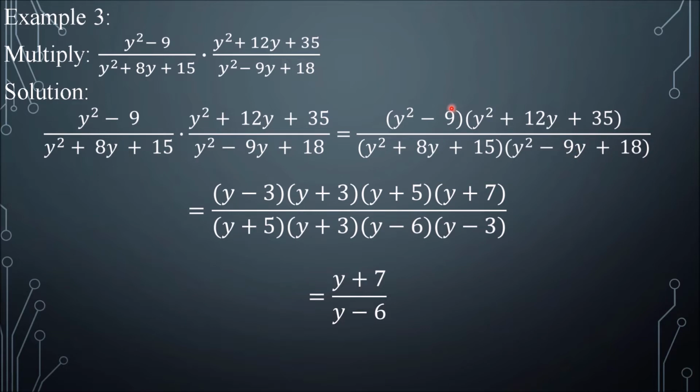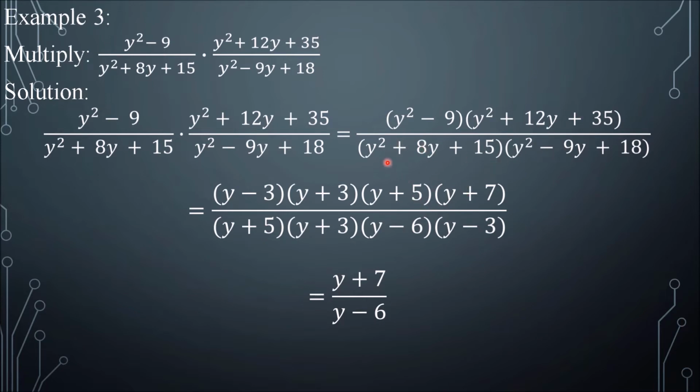Next, this one is factorable, so we have y minus 3 times y plus 3. So this is a difference of 2 squares, y squared and 3 squared. 9 is 3 squared. So this is the factored form, y minus 3 times y plus 3. Next, this is a general trinomial which can be factored. Factor of y squared is y times y. Factors of 35, we have 5 and 7. Now, in order to get 12y, this is the combination. So that's the factored form of this.